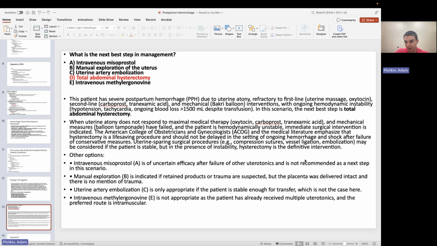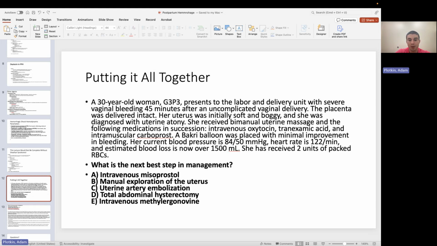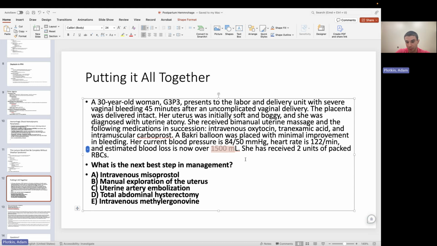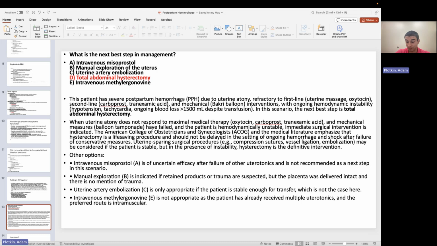So in this patient, right, this is like a do or die situation. She's clearly in hemorrhagic shock. Okay. She's lost over 1,500 milliliters of blood. She has likely end organ damage here. She's progressing to that. Her blood pressure is really low. Her heart rate's compensating. We have tried everything we should, right? We did a uterine massage. We did oxytocin. We did TXA. We did carboprost. We even tried the balloon. Nothing's worked.